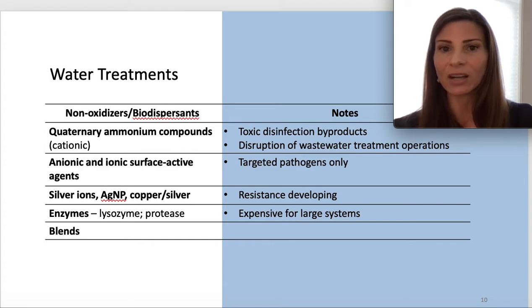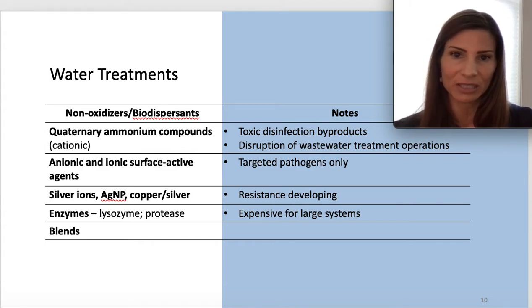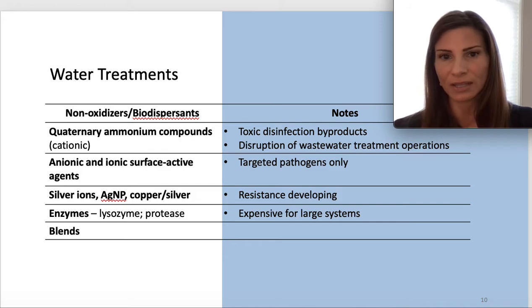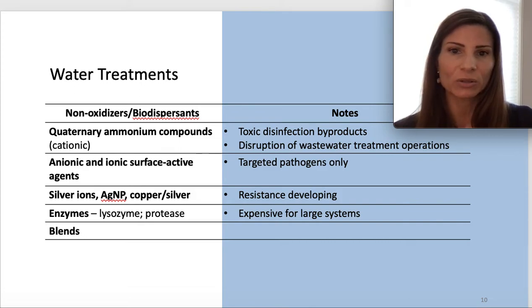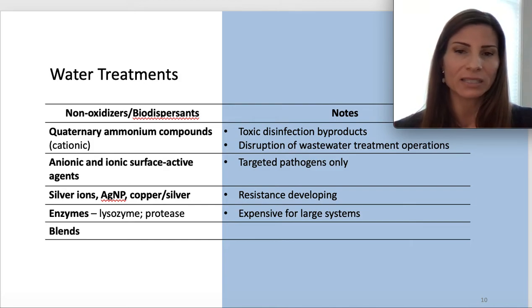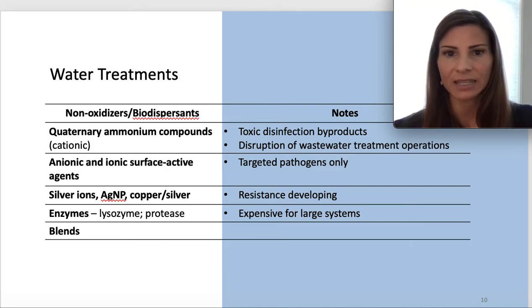Here I will outline the non-oxidizers and biodispersants and things to consider when using them. Quaternary ammonia compounds are commonly used and they are effective. However, they also create toxic nitrosamine disinfectant byproducts. Another problem associated with quats occurs when equipment is washed down. This is a problem because if the quats enter wastewater systems, they can poison the good aeration bacteria.